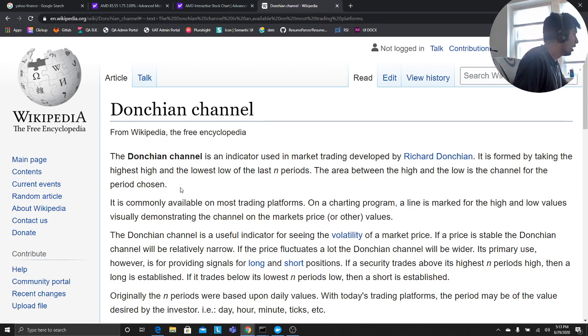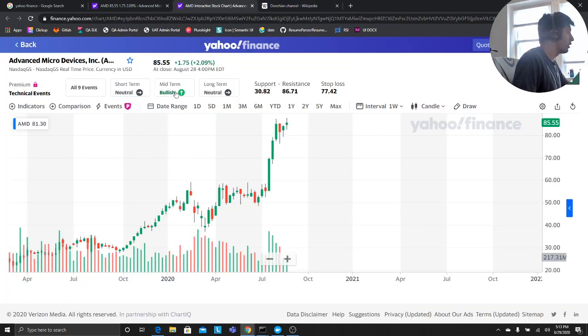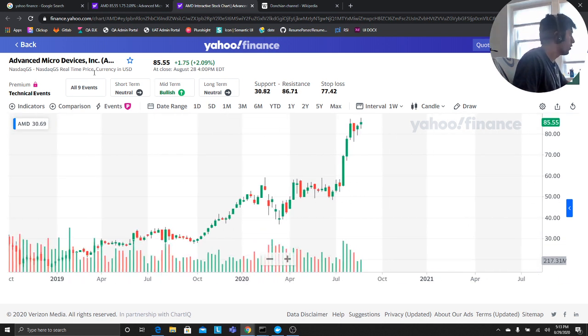The Donchian channel is an indicator used in market trading, developed by Richard Donchian. It's formed by taking the highest high and the lowest low of the last n periods. The area between the high and the low is a channel for the period chosen. I know, it will make sense when I actually show you something. I'm going to show you the Donchian channel on AMD.